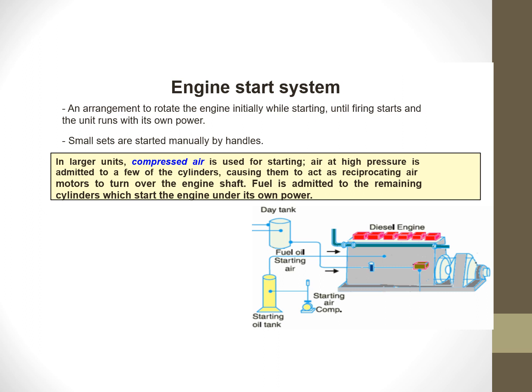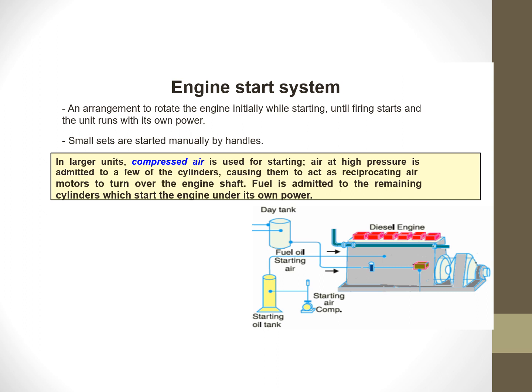This arrangement is to rotate the engine initially while starting until firing starts and the unit runs with its own power. When the combustion is initiated, the air supply will be stopped. The compressed air will not be required further. To start the multi-cylinder engine, we need the air intake system. That is the compressed air, high pressure compressed air, will be supplied to the alternating cylinders, so that the piston will be reciprocated. The piston will be moved, or the piston will be cranked. And the other cylinders will have the fuel through the fuel injector at high pressure.